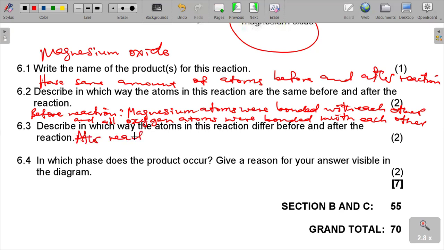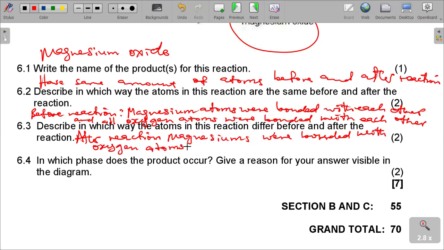After the reaction, magnesium atoms were bonded with oxygen atoms. That's the story, my class.